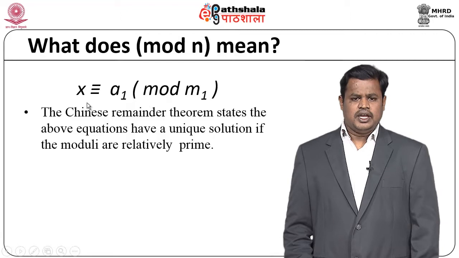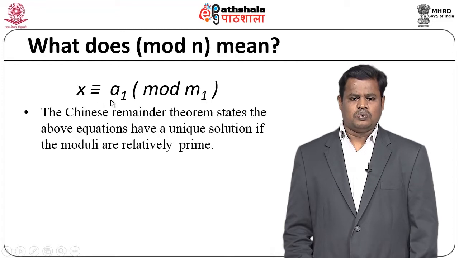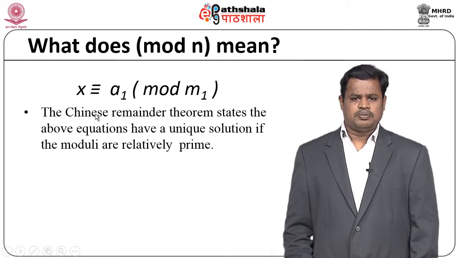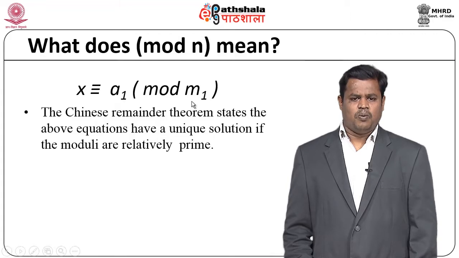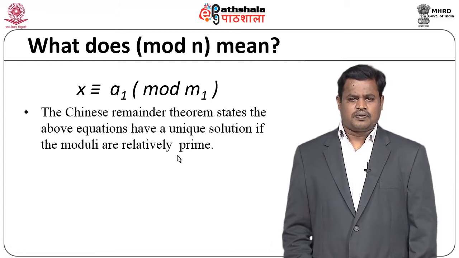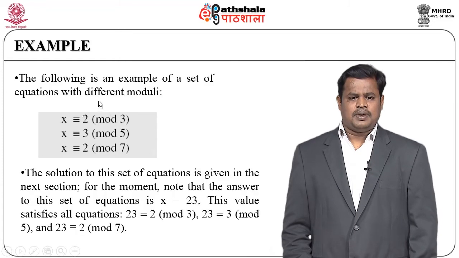Here a is congruent to 1 mod of m1, it says that a is equal to x. So, when I am using a mod of m1. The Chinese remainder theorem states that the above equation has a unique solution if the moduli are relatively prime. If the moduli are relatively prime, then we can have a unique solution to find out the set of congruences. So, let us work with an example before going to solve that particular riddle.